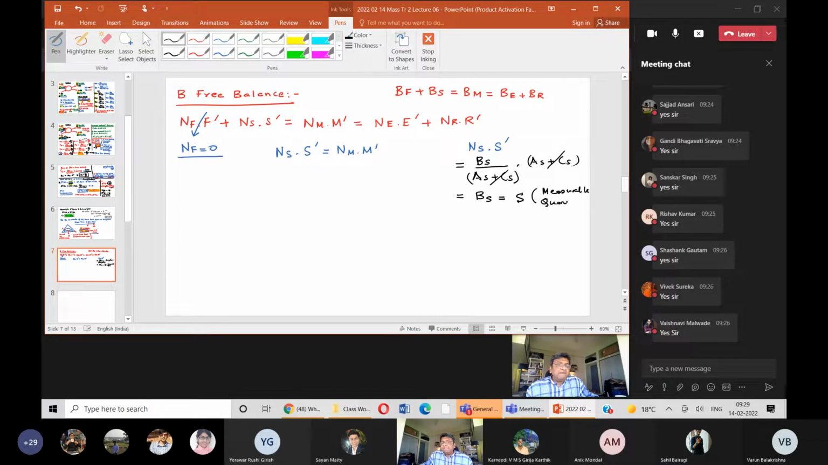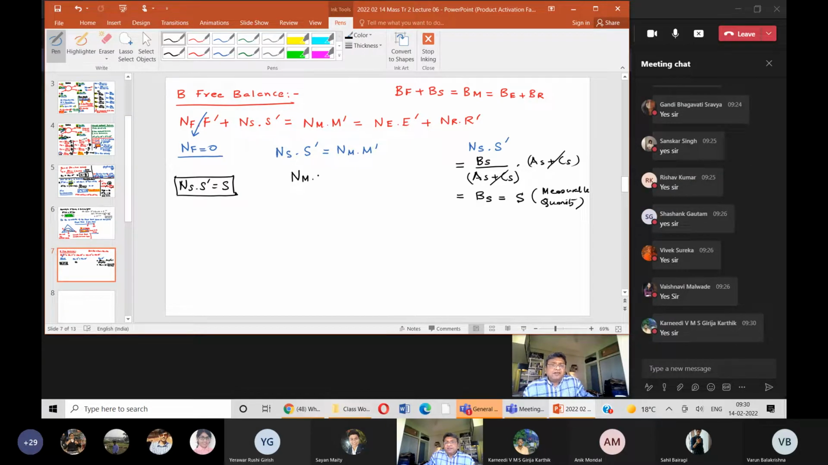So here again, you bypass the mathematics cleverly. So what you write is this: NS into S dash is equal to S. This is what you write. And therefore, what you get is NM into M dash is equal to S. This is clear to all. We are cleverly, in the framework of expressions, writing this.